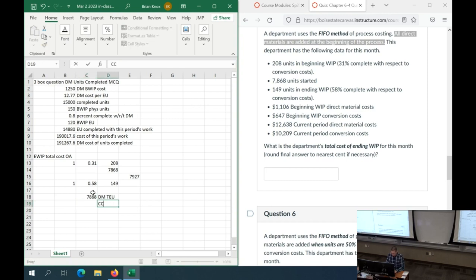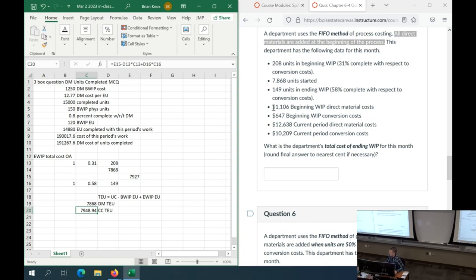Now we need to calculate conversion cost TEU, or TEU with respect to conversion costs. And so let's define that here. TEU equals units completed minus beginning WIP equivalent units plus ending WIP equivalent units. So I'm just going to follow that calculation. We have units completed minus beginning WIP equivalent units, so not the 208, but the 208 times the 31% here, plus ending WIP equivalent units, so the 149 times its percent complete with respect to conversion costs, the 0.58 there. Okay, and now we have the conversion cost TEU, that's going to be the denominator for our rate.